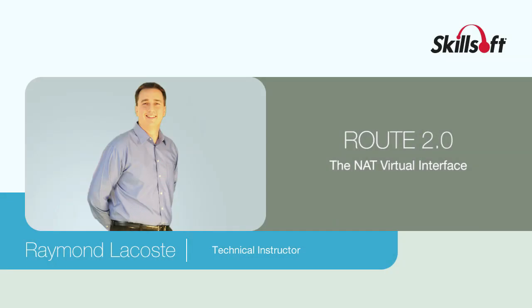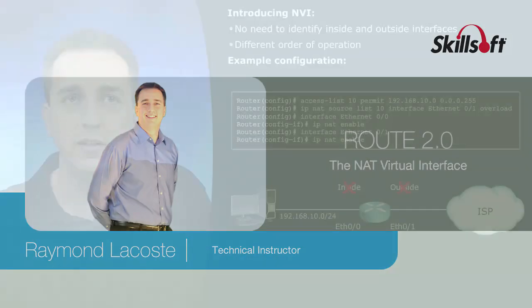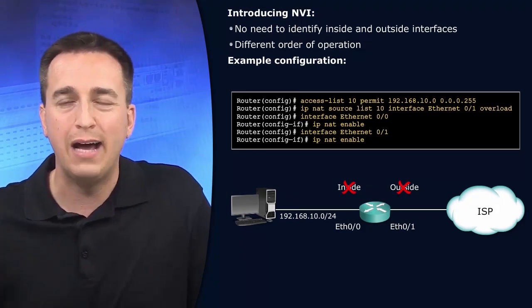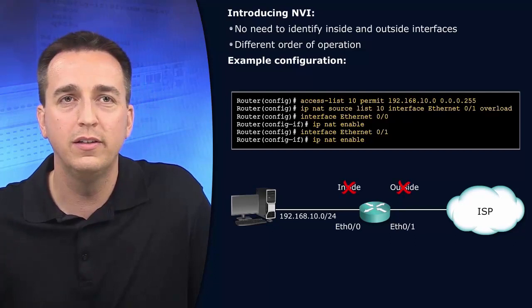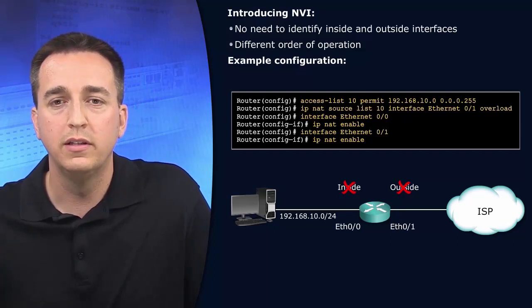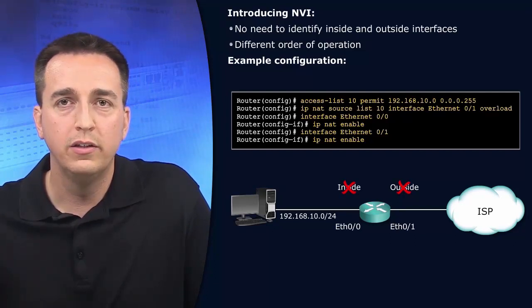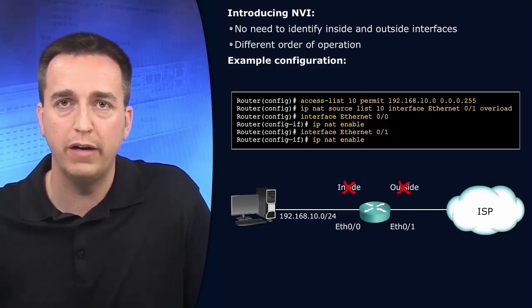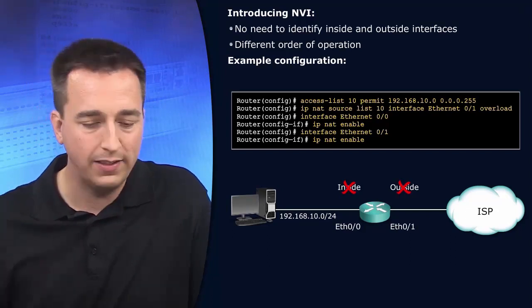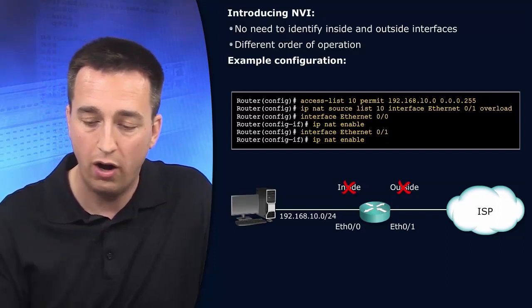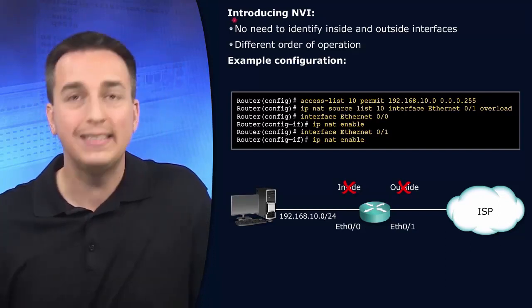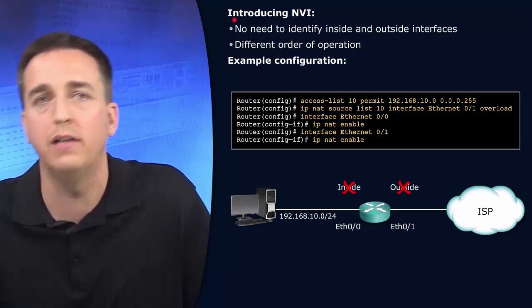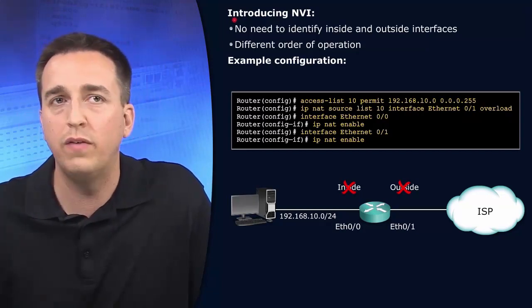What's the solution to the problem? Using a new configuration for NAT. Well, it's not all that new. It's been around since early 12 code, but it's known as NAT Virtual Interface configurations. Unlike classic NAT, we do not specify at all inside and outside interfaces. We don't care about inside-outside. We don't have to specify that.